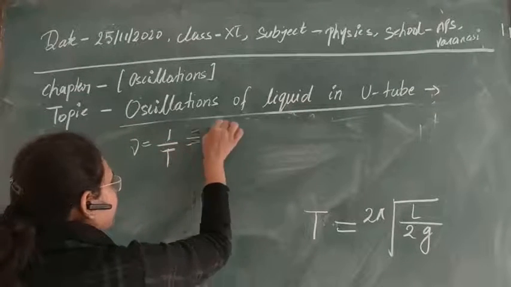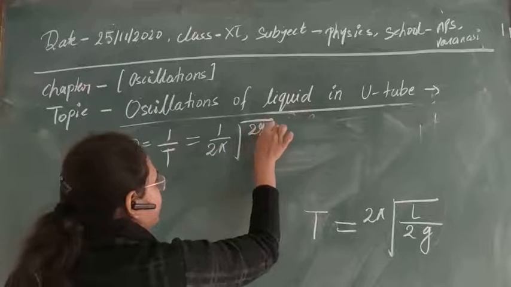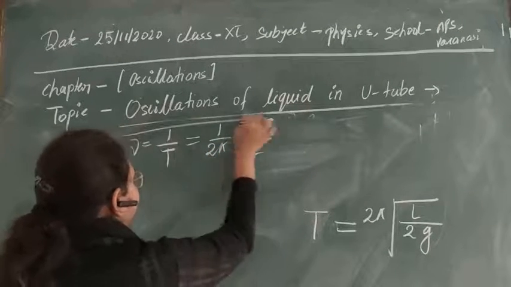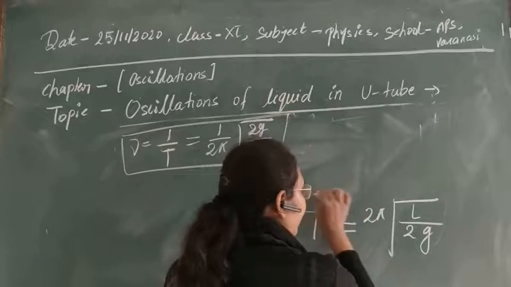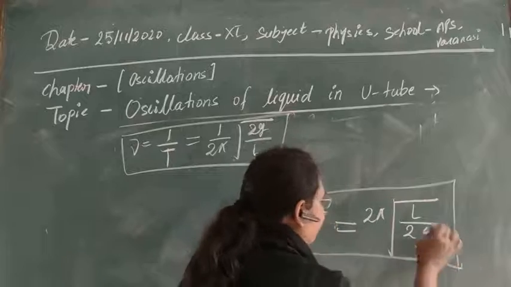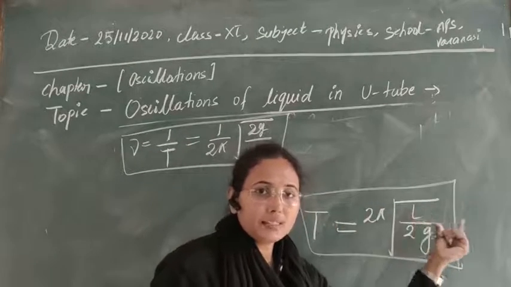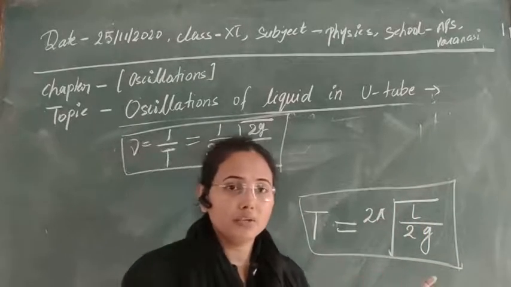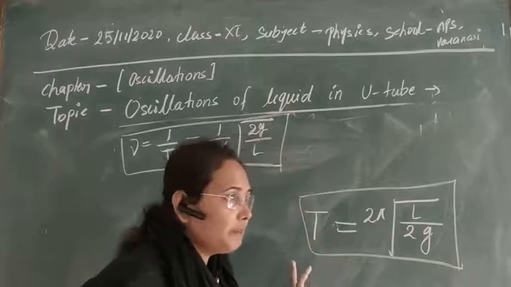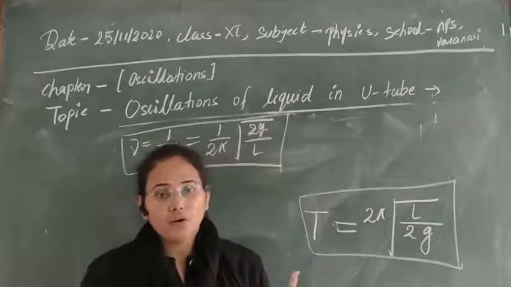So this will be equal to 1 upon 2 pi root 2g by L. So this is the frequency of the oscillation. Now let's see which factors it depends on. As you can see, the time period is directly proportional to the length of the liquid column, meaning the greater the length of the liquid column in the U-tube, the greater its time period, meaning it will take greater time to perform one oscillation.